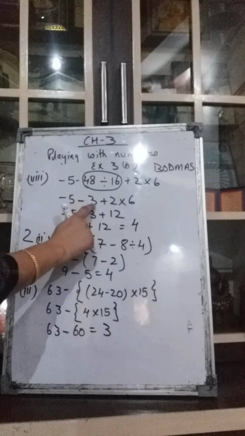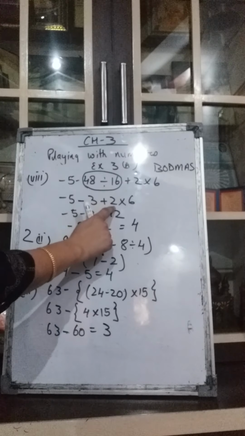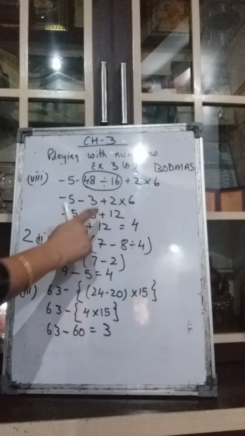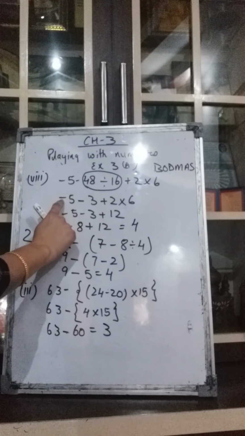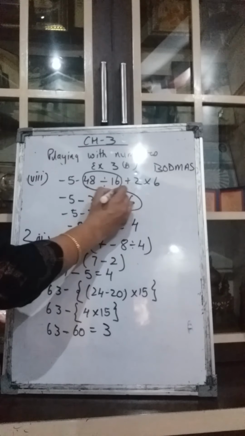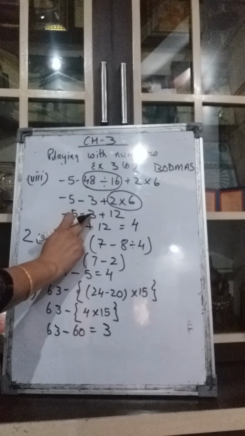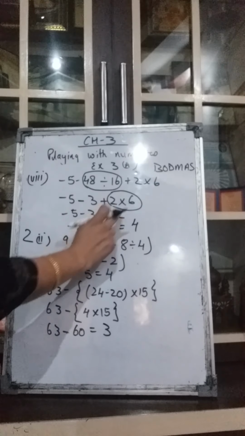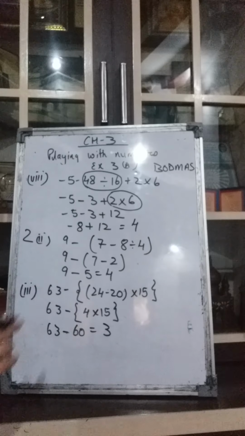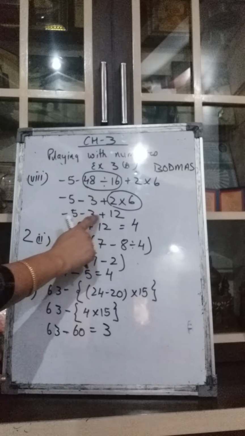Minus 5 minus 3. Minus sign will remain here. Okay, then plus 2 into 6. Now after this what will be performed? Now here this is minus, minus, plus and multiplication. So multiplication will be performed first. Now, so it will be minus 5 minus 3 plus 2 sixes are 12. Till here it is all clear. Now girls, here it is minus 5 minus 3 plus 12.